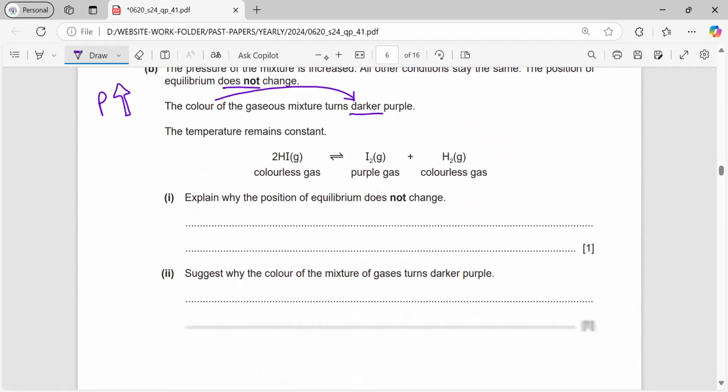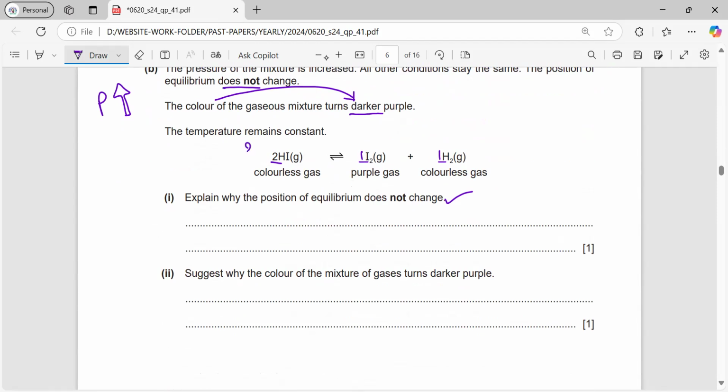So what is happening here? Explain why the position of equilibrium does not change. It's very simple. As you can see in the equation, the number of moles on both sides are 2, 2.